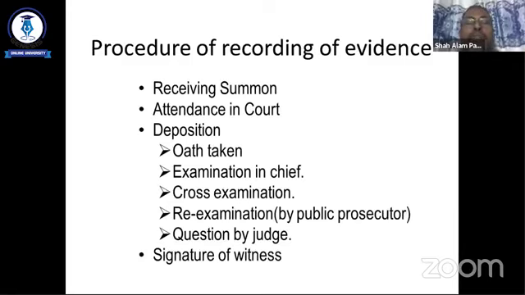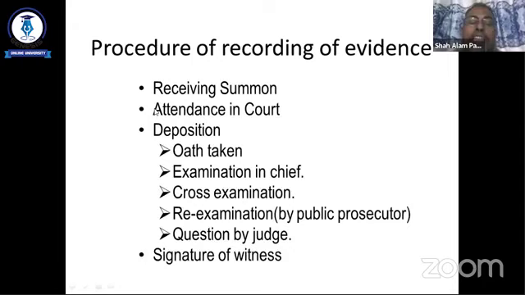Now come to the procedure of recording evidence in the court of law. First, receiving the summons, then attendance in the court. You have to give your attendance in the public prosecutor's office, and he will produce your attendance to the court. The public prosecutor will inform the court about your attendance.